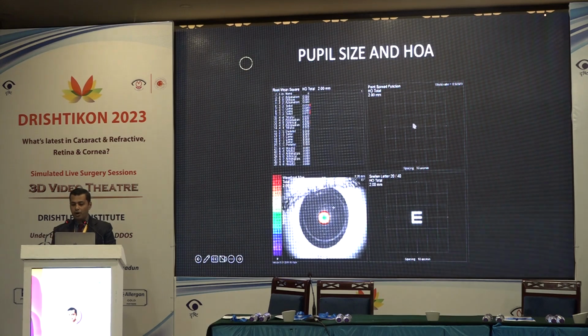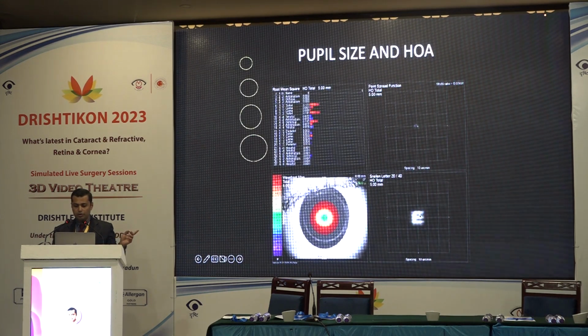This is the patient's point spread function, or how the point of light would spread. And this is the E chart. The moment I keep on opening up the pupil, notice how the aberrations start to manifest because the cornea is opening up. As the cornea opens up, more bad images will form.